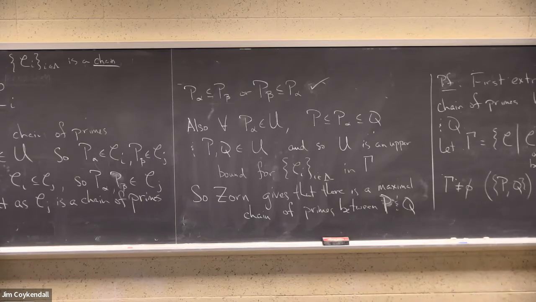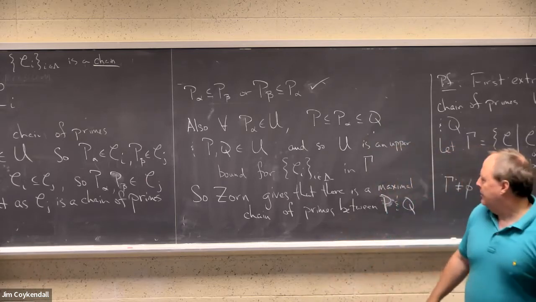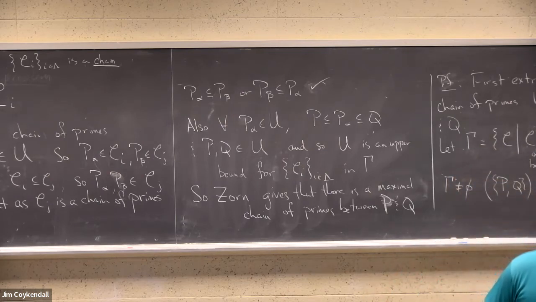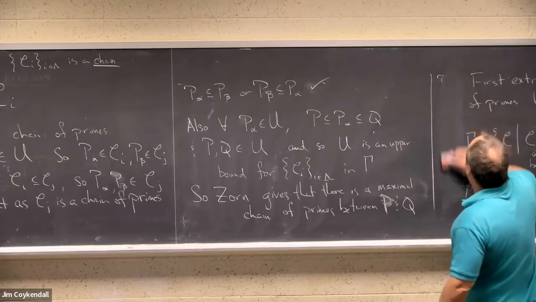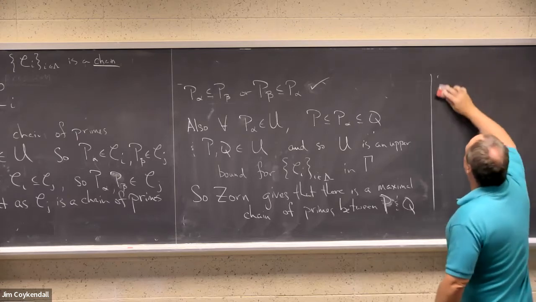And of course, let me point out that this maximal chain may not be unique. You might start with different seeds to get different maximal chains, but you can't add any more primes to this. Let me make that precise. In this maximal chain, if you pick any prime ideal between P and Q, it's not necessarily in that chain, but if it's comparable to every element of the chain, then it's in the chain. So any prime between P and Q that's not in the chain is not comparable to at least one prime in the chain.